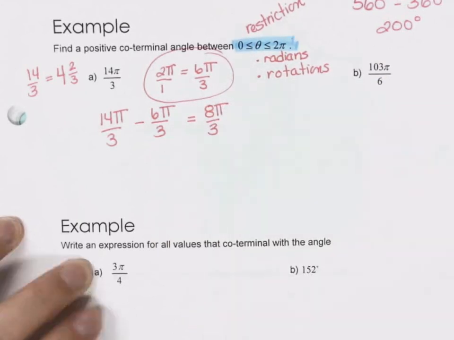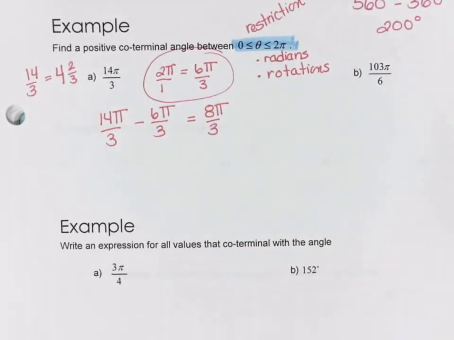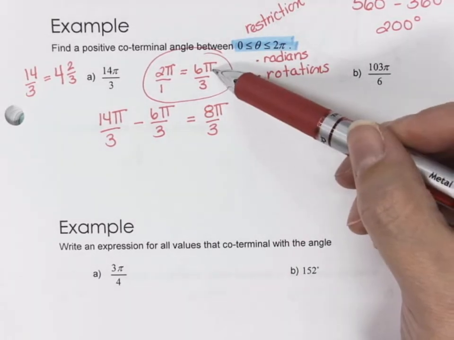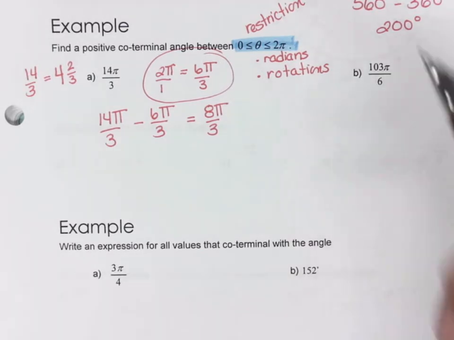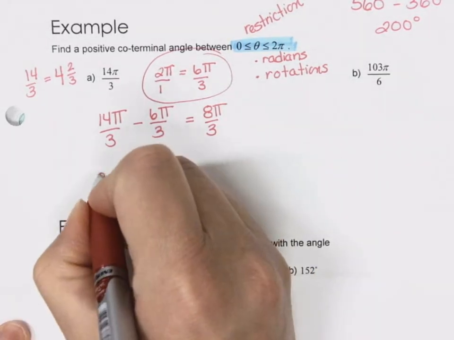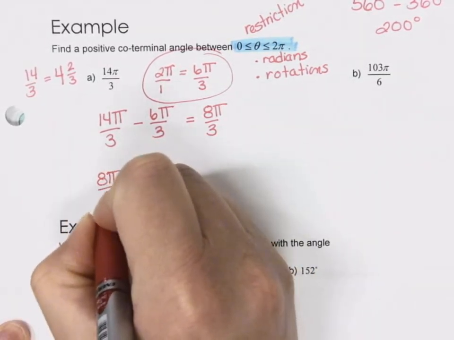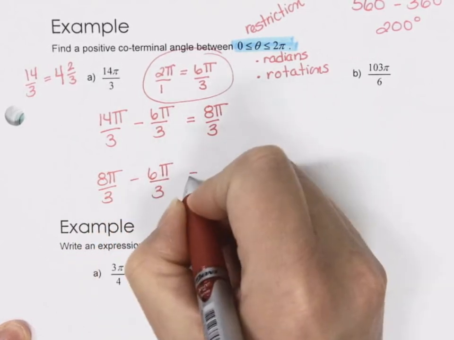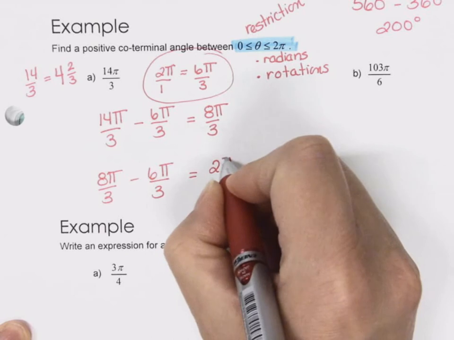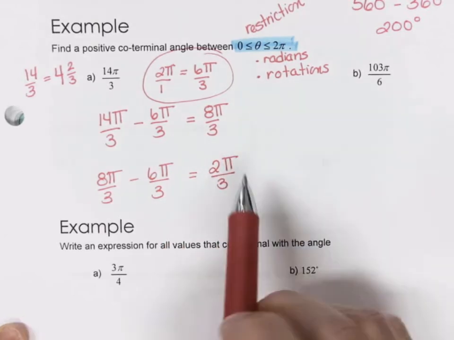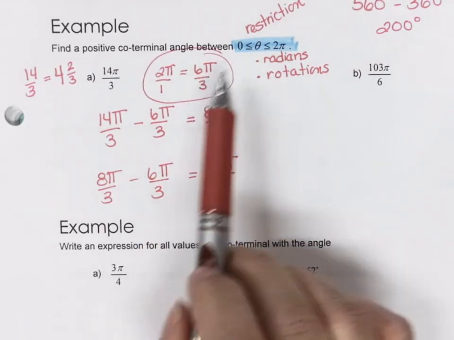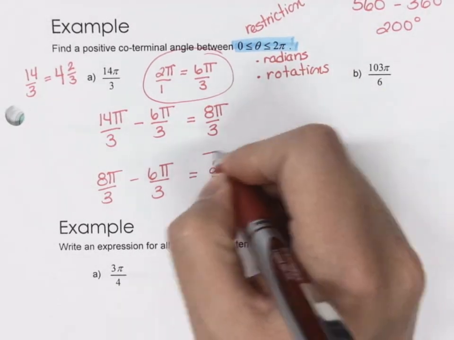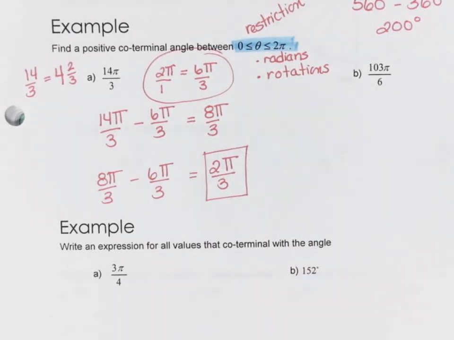Do it again. Okay, so is that inside a full rotation? No, because my full rotation is 6 pi, so that's outside. So we're going to do it again. I start with my 8 pi over 3, and I'm going to subtract a full rotation. So I'm left with 2 pi over 3. Is that inside? Is that between 0 and 2 pi? Yes.